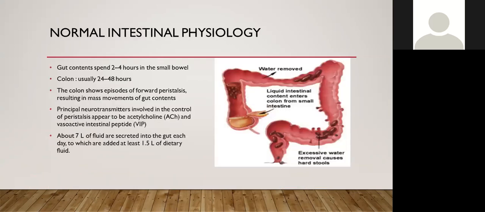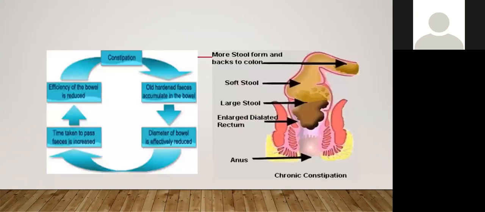Normal intestinal physiology, we all know how the gut works, and the liquid is absorbed from the large intestine. Most of the time is spent in the colon, 24 to 48 hours. So once the peristalsis is slowed down, that can result in constipation. The neurotransmitters involved are acetylcholine and VIP. Next slide. So it's like a vicious cycle.